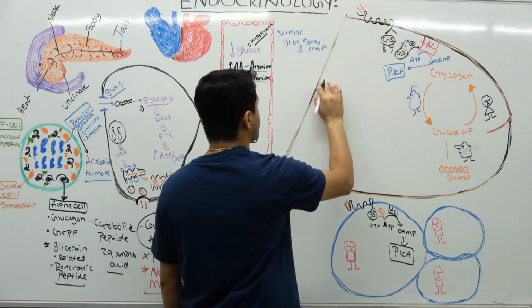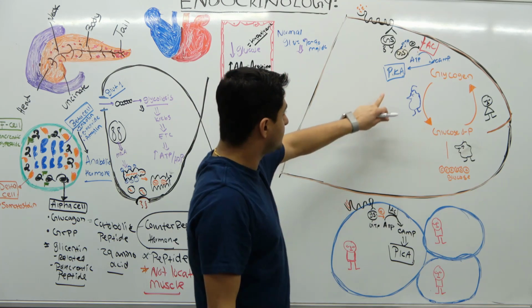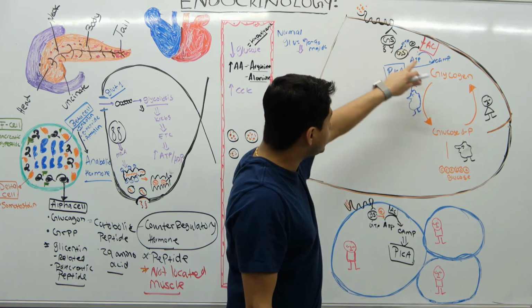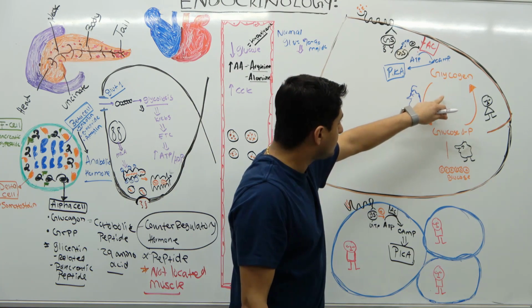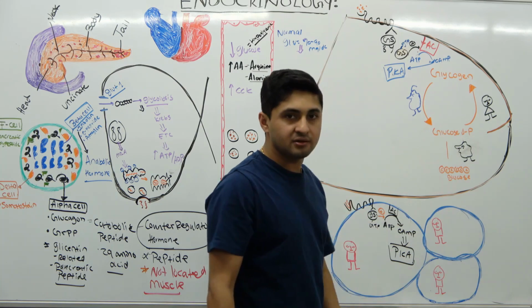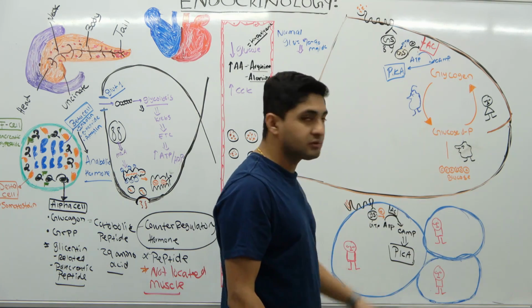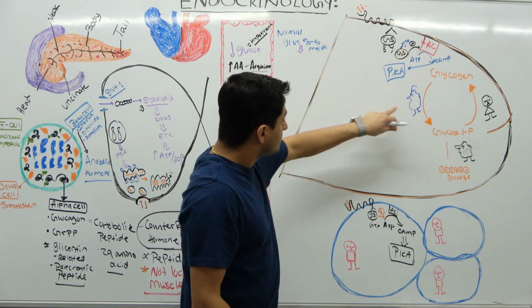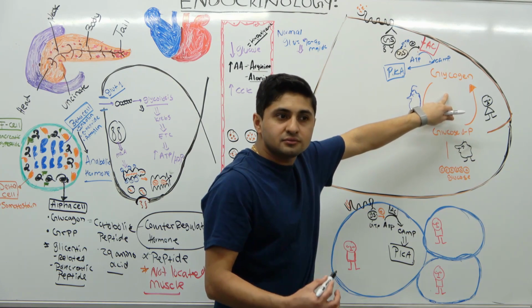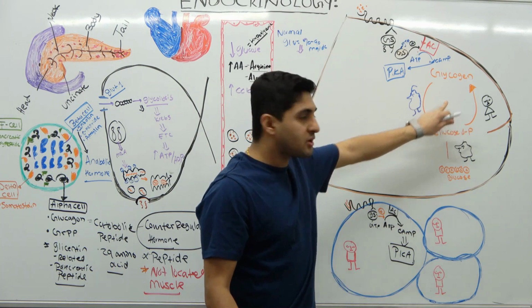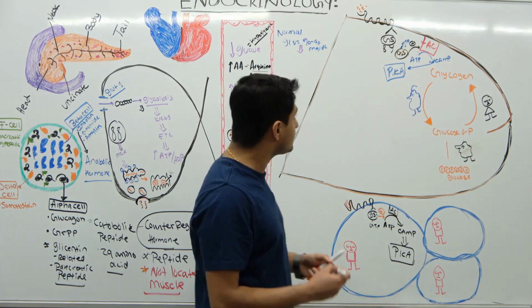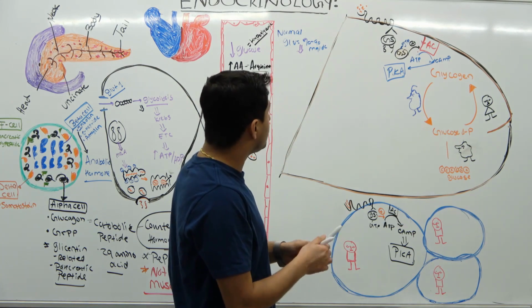So first, by activating this pathway, this glucagon starts breaking down glycogen to make more glucose. That's what it does. Glycogenolysis starts. That's what this process is called, glycogenolysis, okay? That's what happens. And not only glucagon.